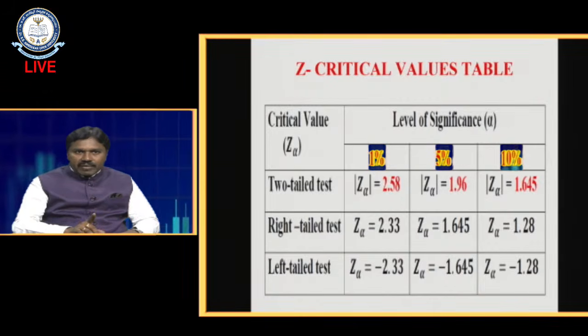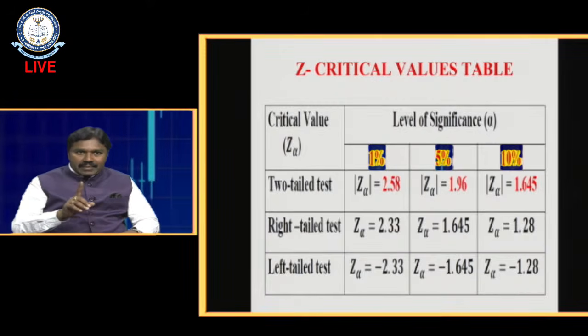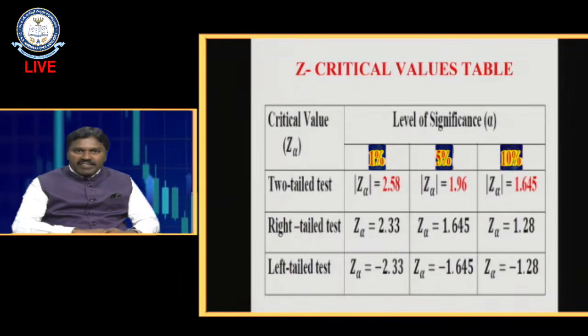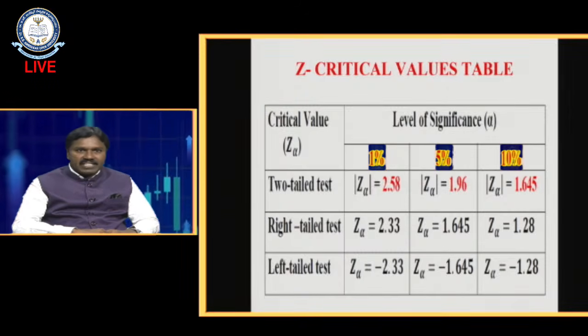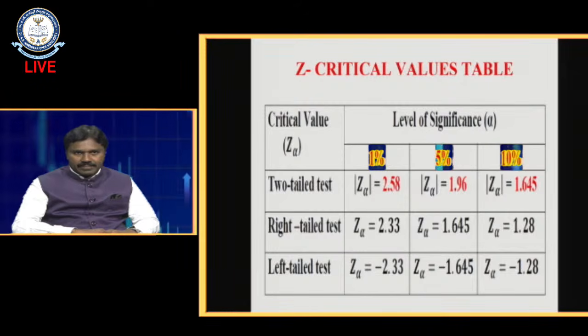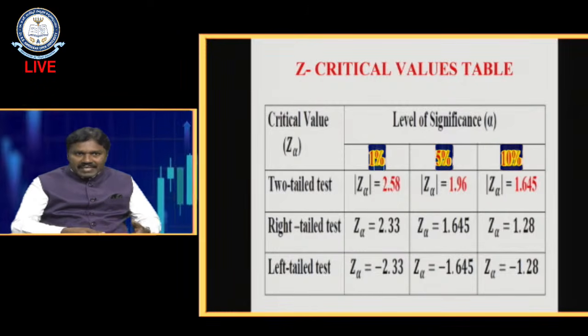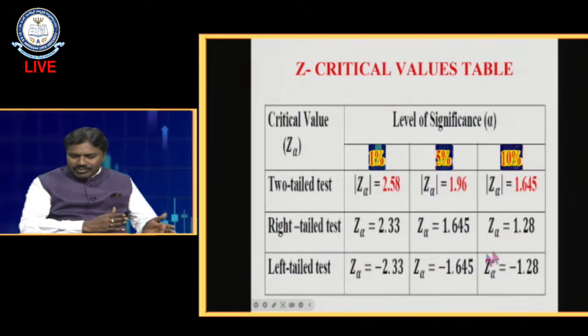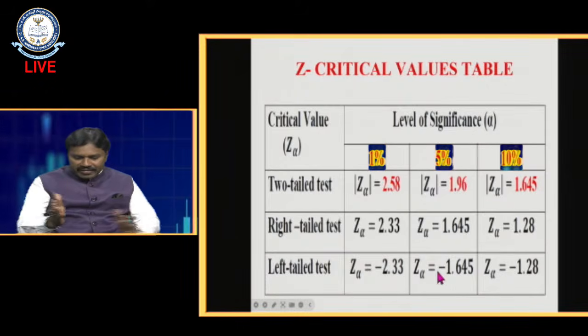For the right tail test, Z alpha at 1% level is equal to 2.33, Z alpha at 5% level is equal to 1.645, and Z alpha at 10% level of significance is 1.28. If I consider the left tail test, Z alpha takes negative values. Right side is positive, left side is negative values.